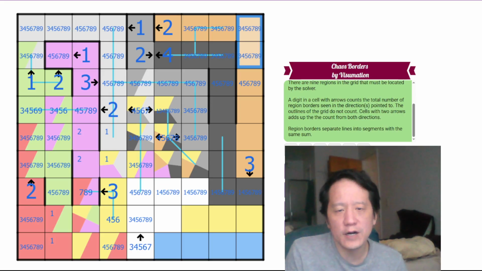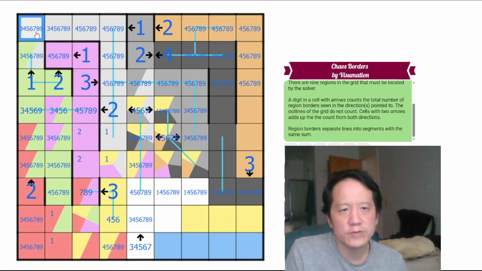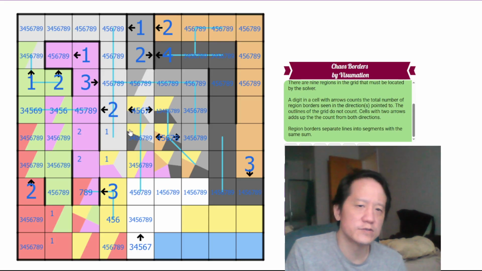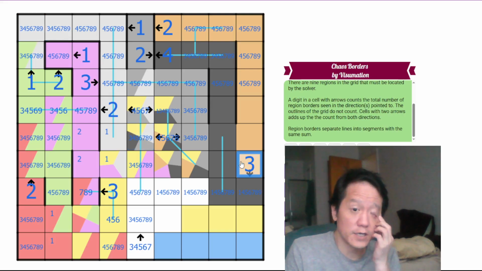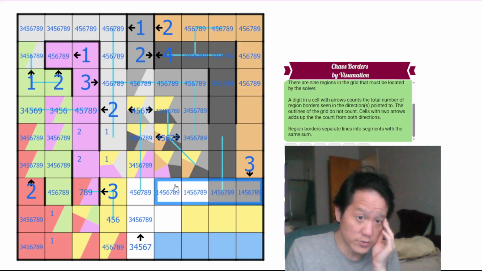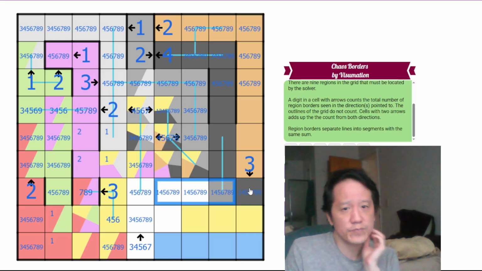3 could not be here or here. So 3 would have to be one of these two. Which means this could not be 3, if that were the case. Right? 3 would have to be here. And 3 would be taken into account there. This is not a guarantee, though, that this is the way. It could just be like here, right?